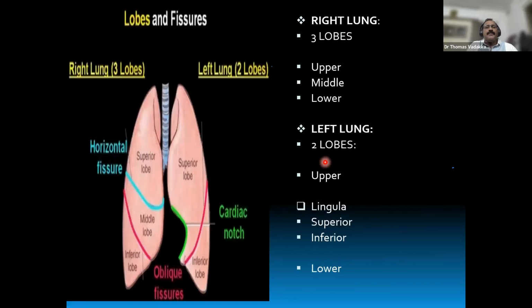Now, this is the basic anatomy of the right and left lungs. You can see the upper lobe, which is separated from the middle lobe by the horizontal fissure, and both these lobes are separated from the lower lobe by the oblique fissure. On the left side, we have only one fissure, and the upper lobe and lower lobe are separated by it.